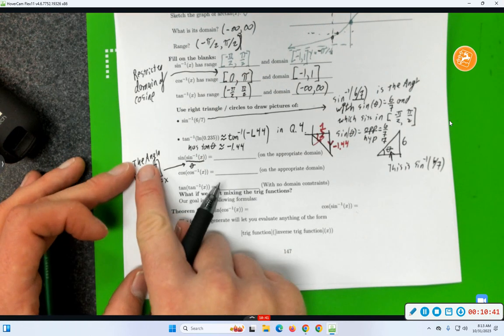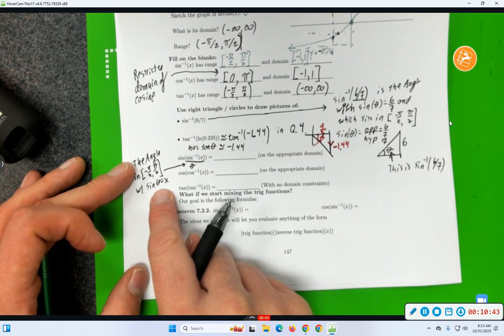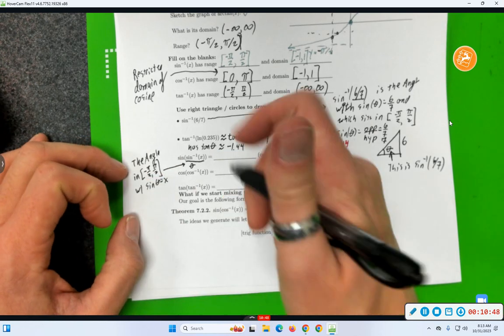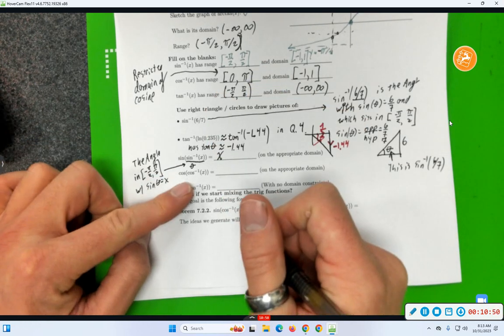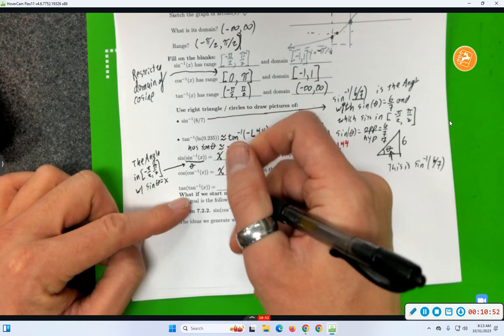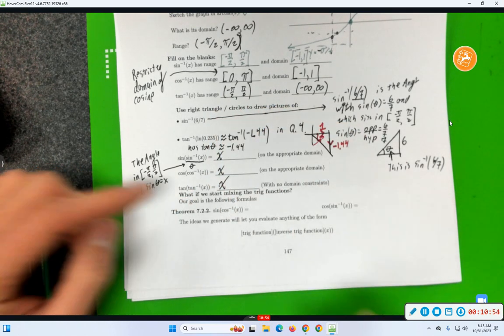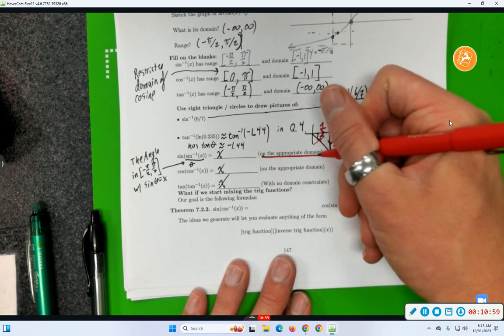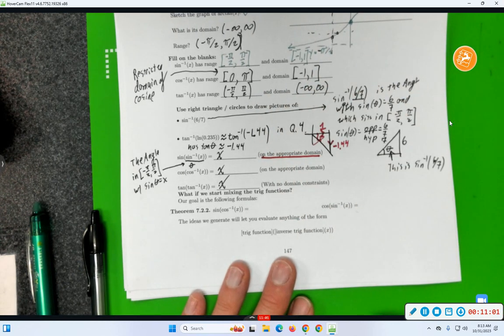Oh, so what does this say? This is saying this is an angle whose sine is x. What's the sine of this angle? Well, I just told you the sine is x. Similarly, cosine of cosine inverse of x is always x. Tangent of tangent inverse of x is always x. Where always is a bit of a stretch. It has to be on the appropriate domain.